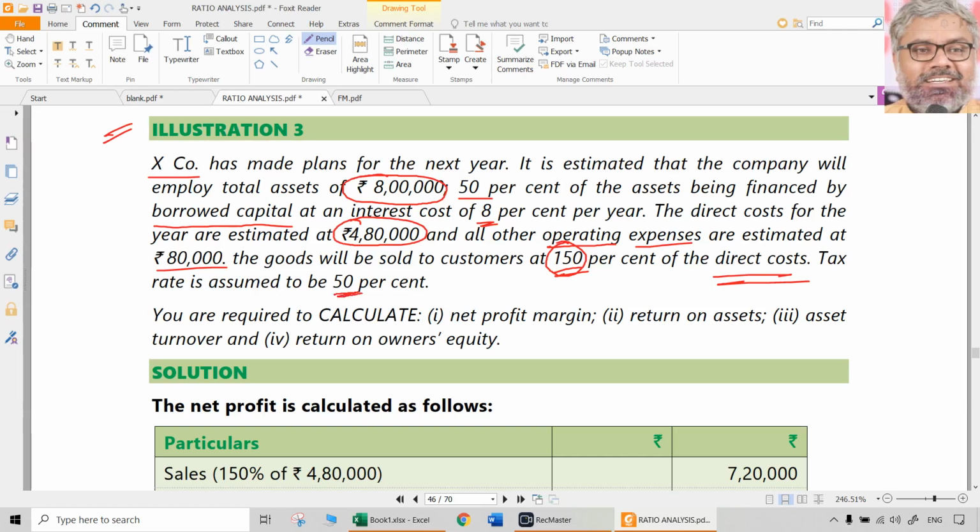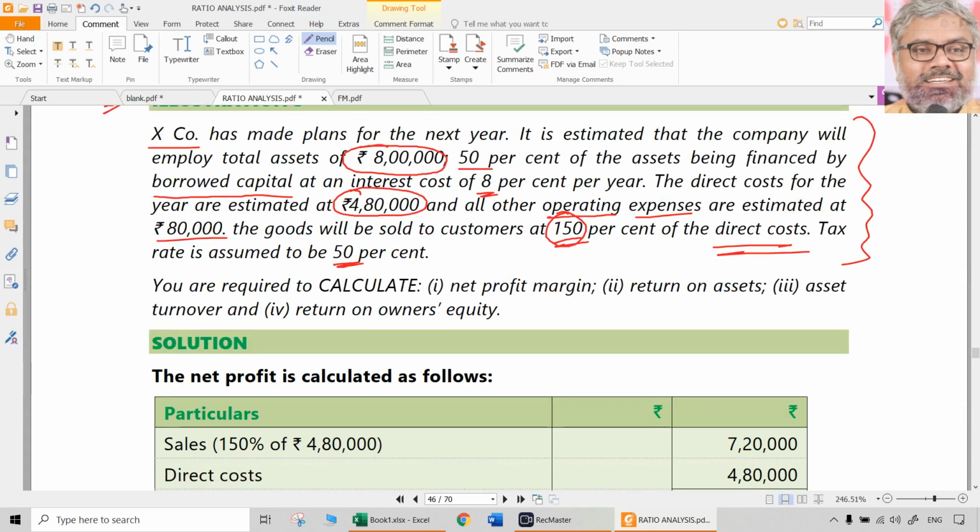Tax rate is assumed to be 50%. Okay, fine. This is the information given. What is required now? Required is first thing first, net profit margin to be calculated, then return on assets, then asset turnover ratio, then return on owner's equity. 5 marks question. Very much possible to be asked.